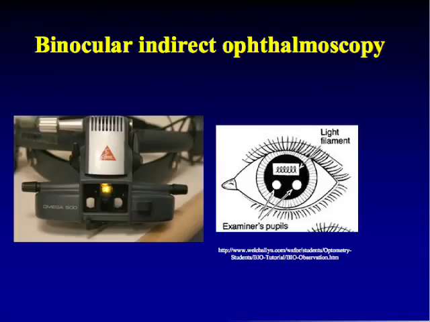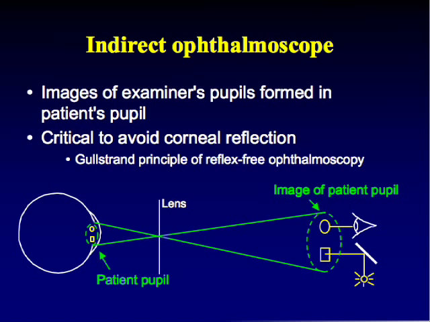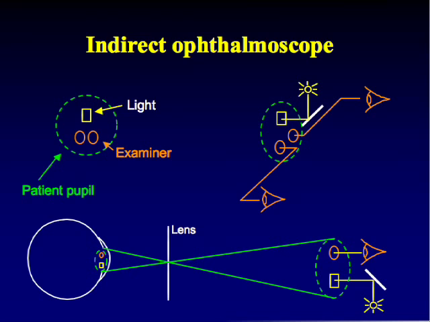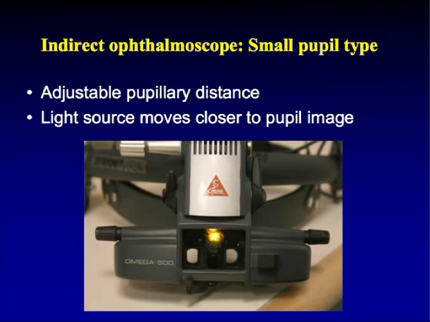When you're doing binocular indirect ophthalmoscopy, the challenge there is to image both pupils and a light source in through the patient's pupil without getting a lot of glare. But that's basically what's accomplished with this. You're forming basically an image of the examiner's pupils in the patient's pupil, so the light and the examiner. If you've ever looked at the small pupil type of indirect ophthalmoscope and turned the knob and wondered what happens, what you need to do is move the pupils even closer together.